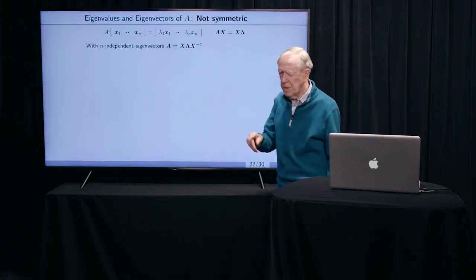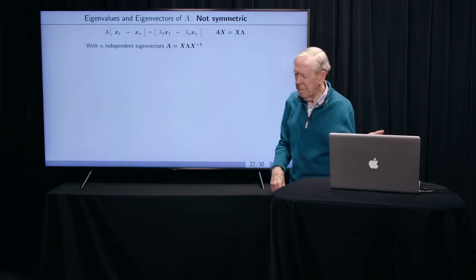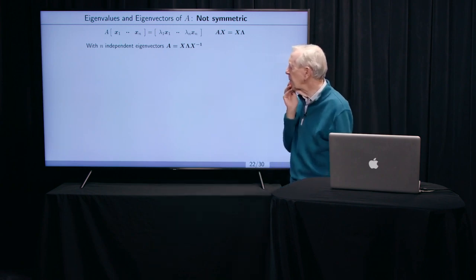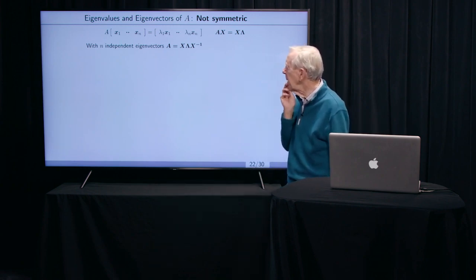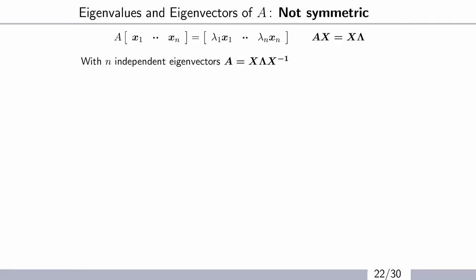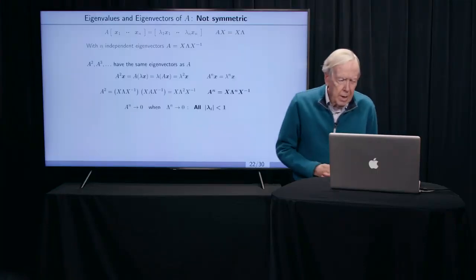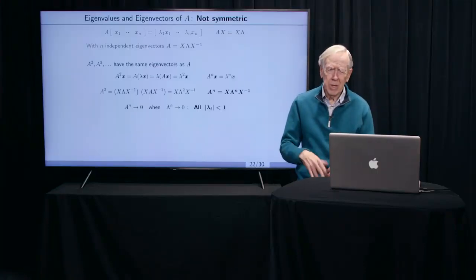And eigenvectors are perpendicular when it's a symmetric matrix. Otherwise, I just have x and its inverse matrix, but no symmetry. Okay, so that's the quick expression, another factorization of eigenvalues in lambda, diagonal, just numbers, and eigenvectors in the columns of x.